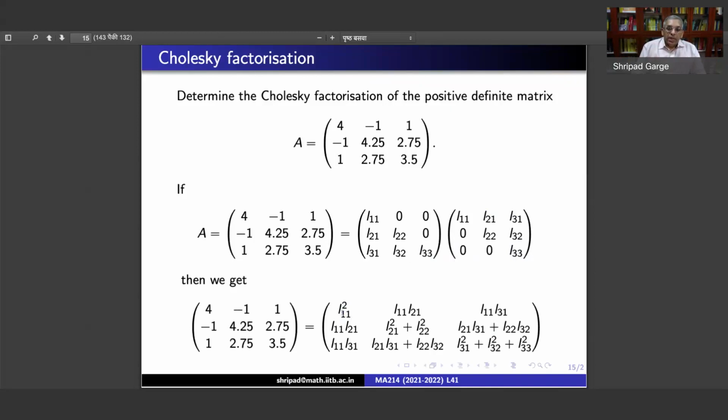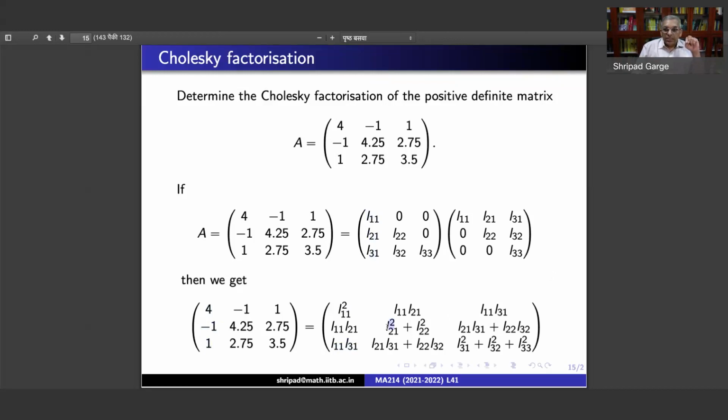Okay, so L11 square is equal to 4. That tells you that L11 is 2. The entry below that is L11 times L21. This is -1. You have solved for L11, so you can solve for L21. Similarly, L11 times L31 is 1. That allows you to solve for L31. So we have solved for L11, L21 and L31.